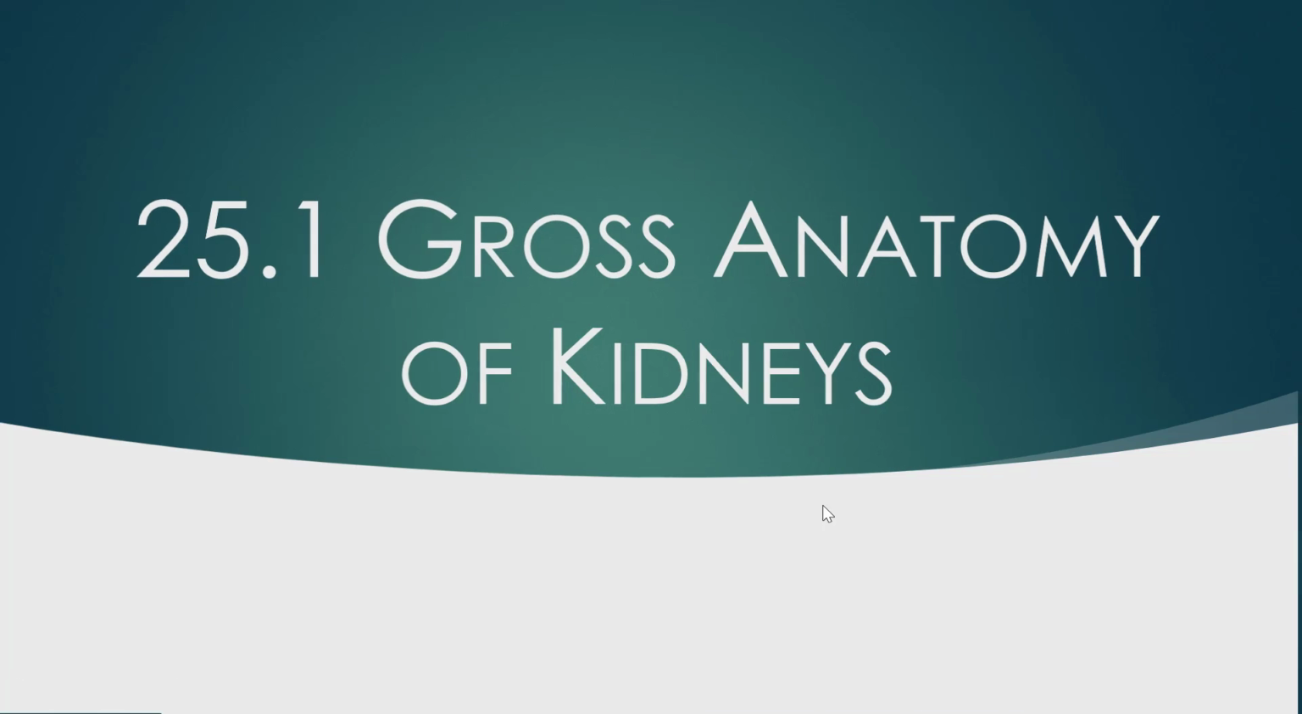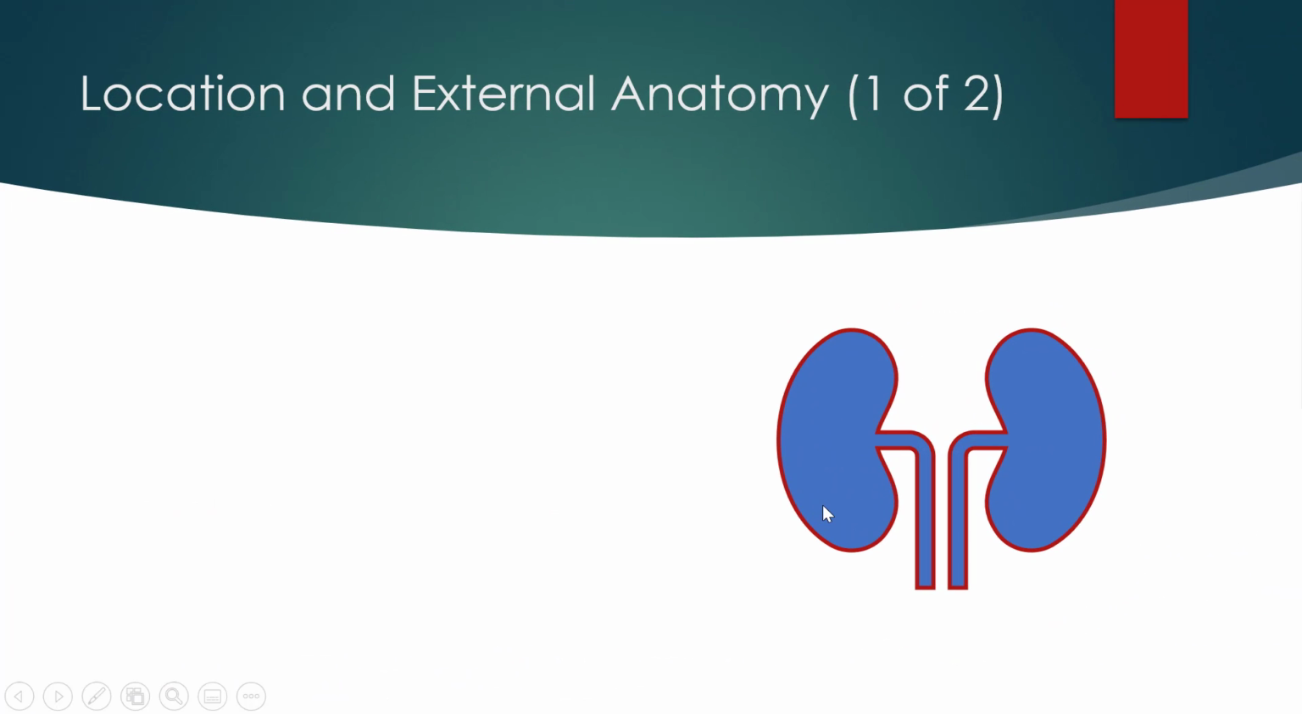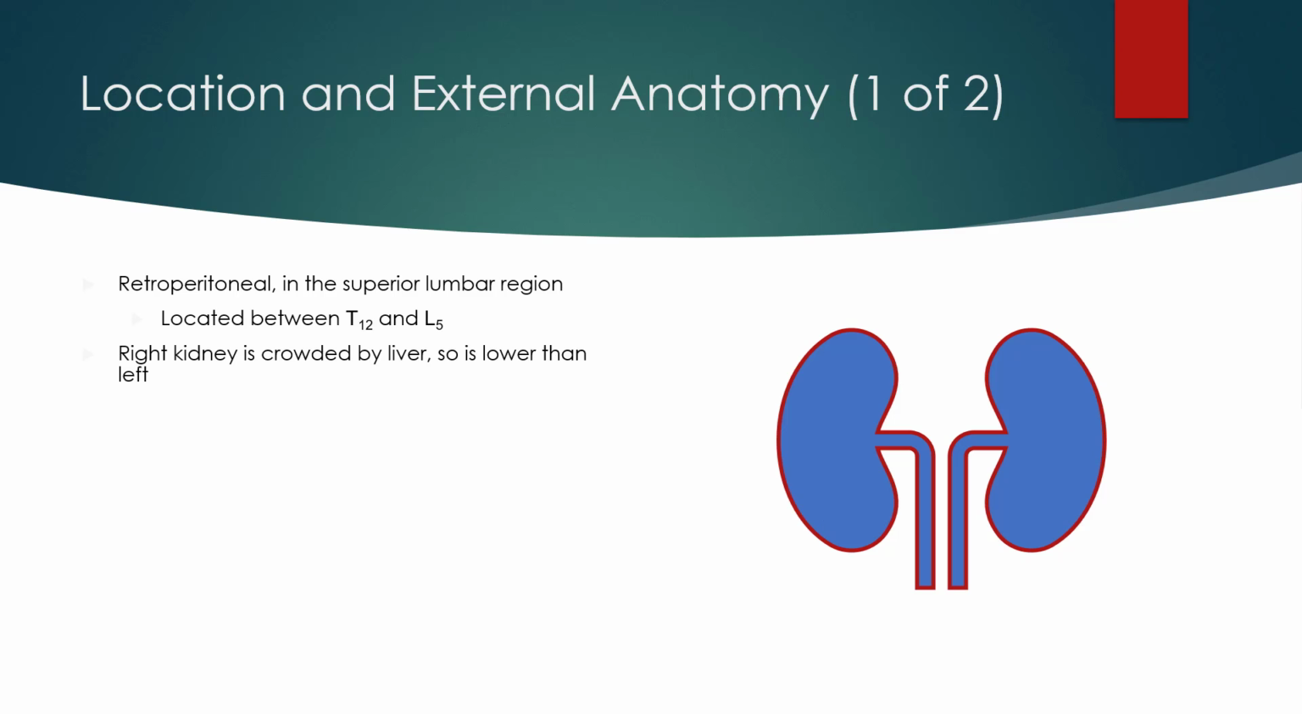And this is actually your model from the cadaver. So let's take a look more at the gross anatomy of the kidney. It is retroperitoneal. It is in the superior lumbar region located between T12 and L5. The right kidney is a little bit lower because it's crowded, and it doesn't really have much impact on what it does.